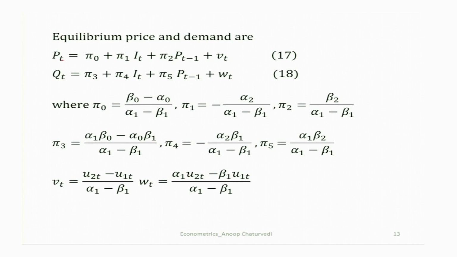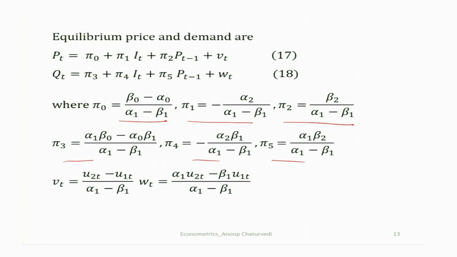You just substitute this price in either the demand equation or the supply equation. So, you get q t equal to pi 3 plus pi 4 I t plus pi 5 p t minus 1 plus w t, where pi naught is equal to this. Then you have pi 1 here, pi 2 here, pi 3, pi 4, pi 5. And then let us see whether we can obtain the structural parameters by solving all these relations or not.